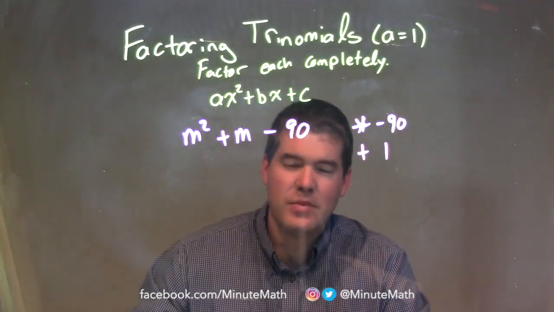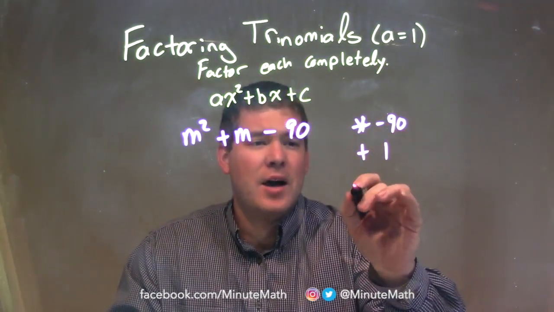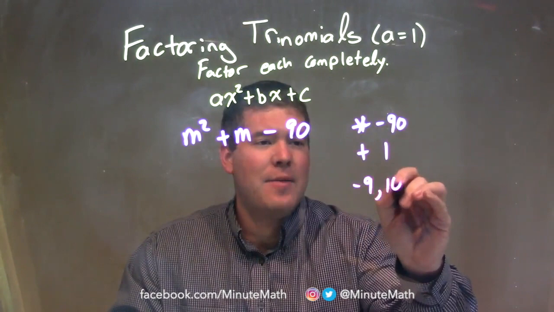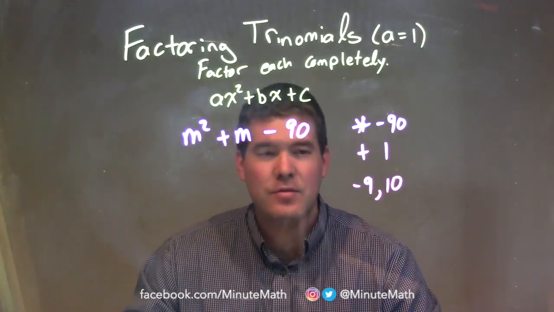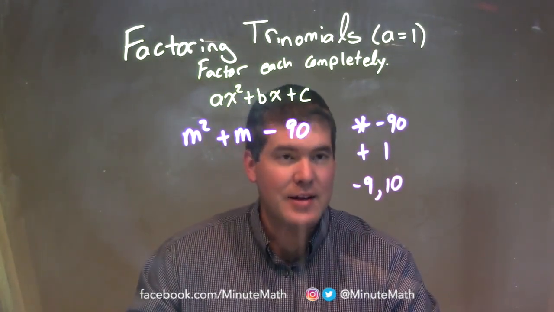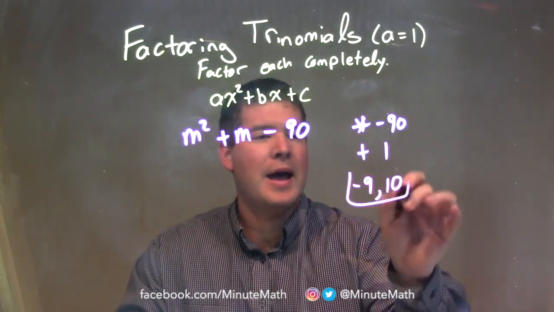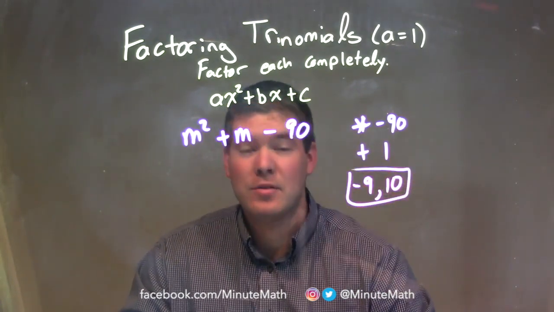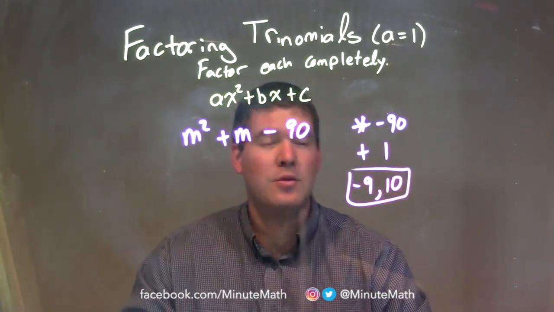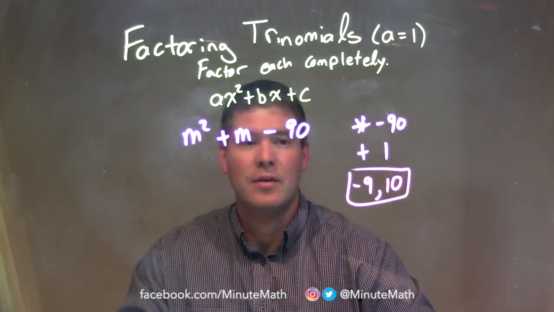Okay? Well, if we take negative 9 and a positive 10, well, negative 9 times 10 is a negative 90. But when I add them together, I get a positive 1. So those are two numbers that can do that. Multiply to be negative 90, add to be positive 1.